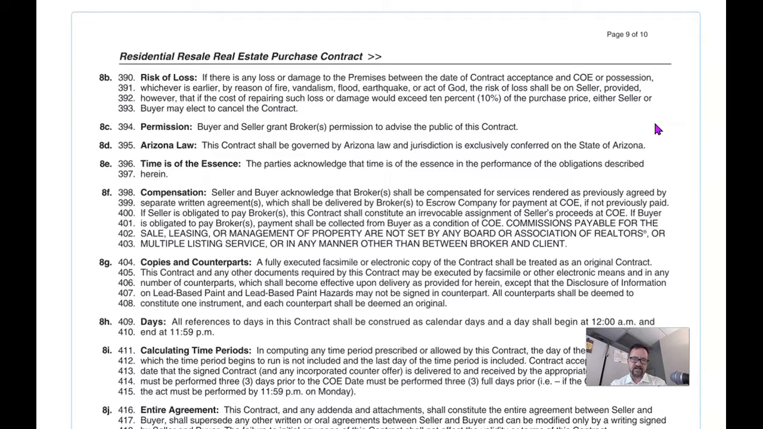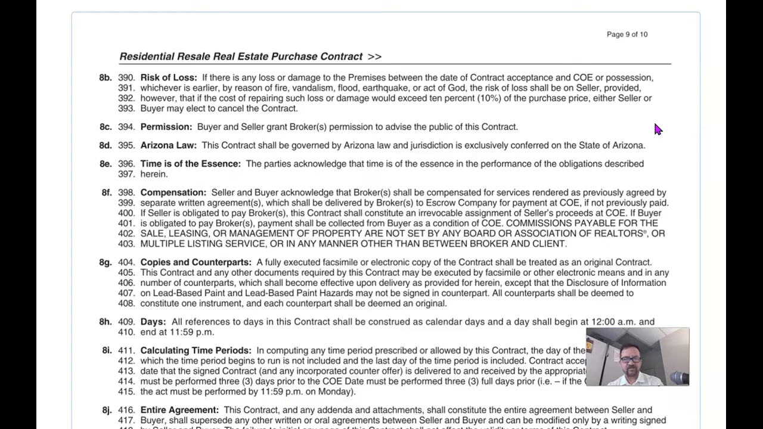8F, this is compensation. And this is another CYA for the real estate agents and a clarification for many, is that the seller and the buyer are acknowledging that the brokers, both real estate agents and their brokerages, shall be compensated for services rendered as previously agreed by a separate written agreement, which shall be delivered by the brokers to the escrow company for payment at close of escrow.